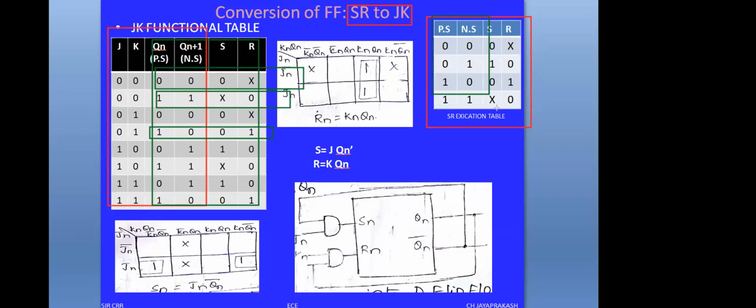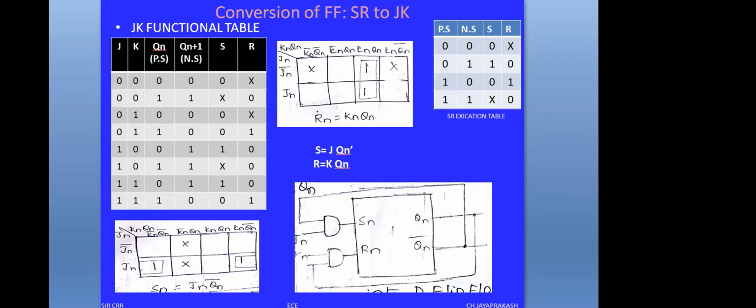And we have already written the excitation table of SR. Since the present state and next state are known, by knowing these present states and next state, you have to write the S and R input combinations. Then after that, you have to write the output equations for S. That is, I have to write the output equation for S.